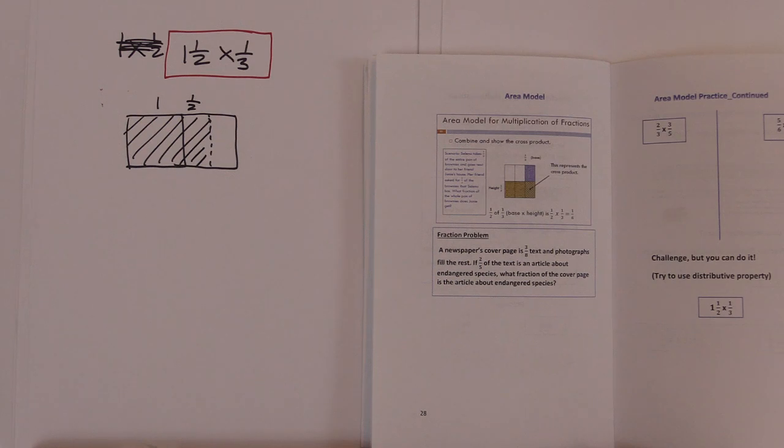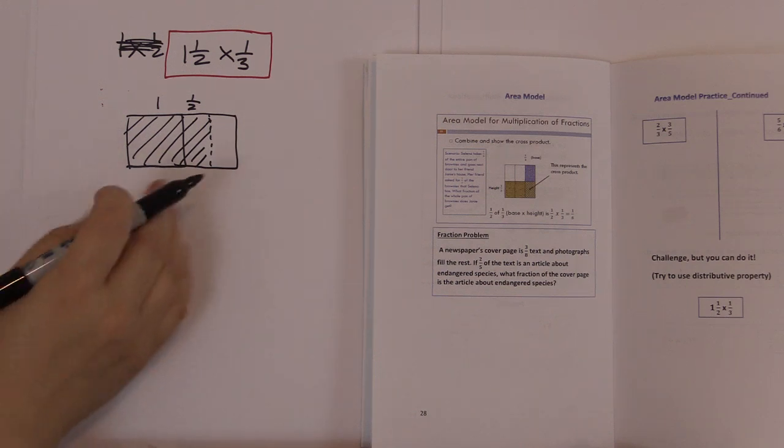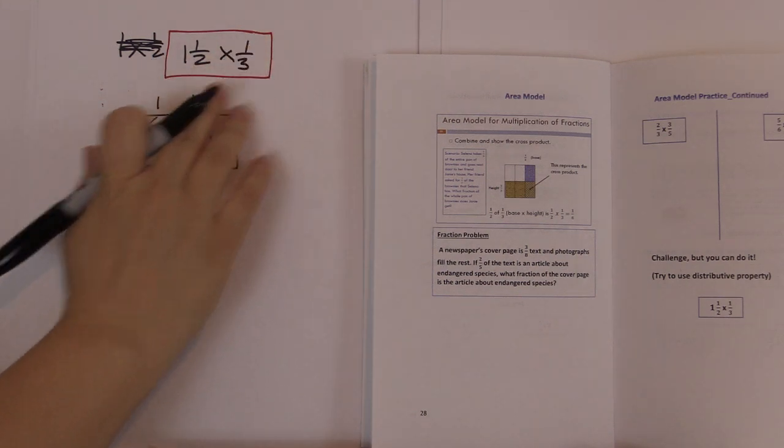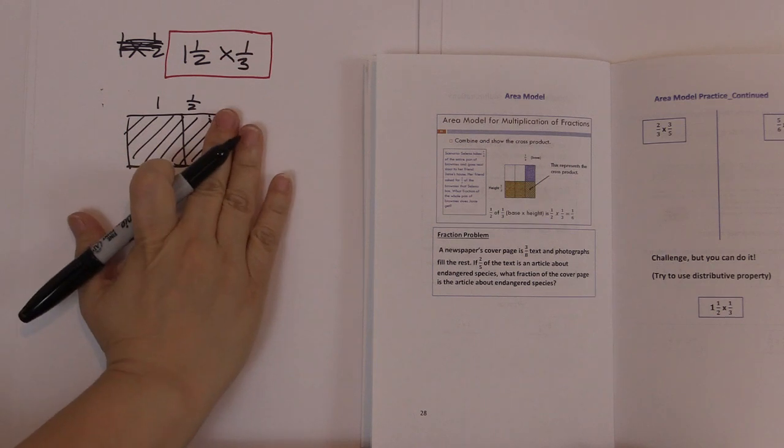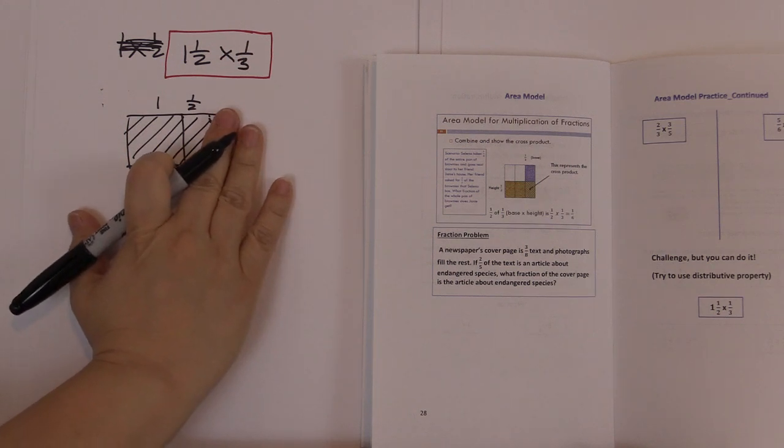Do you see what I have here? 1 1/2 is my base. So far so good? Okay? So if my area is this, my height is 1, what's going to be my number? 1 1/2 times 1 is 1 1/2, right?